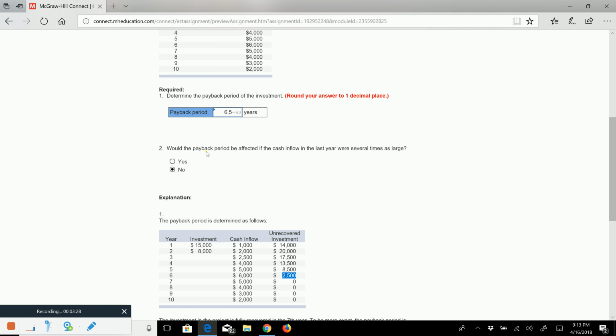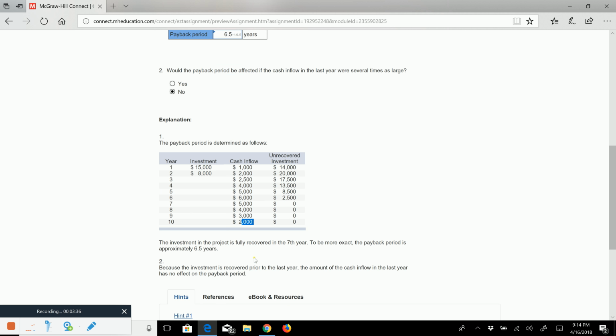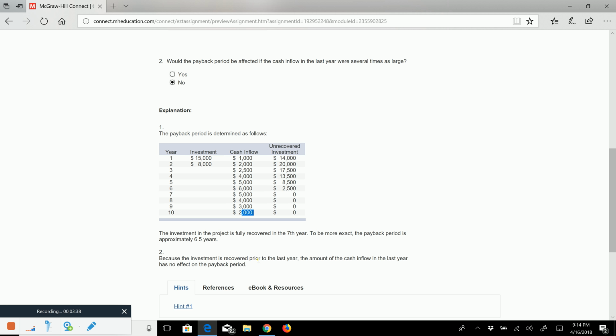And number 2, will the payback period be affected if the cash inflow in the last year were several times as large? So we're saying in year 10, instead of it being a $2,000 inflow, let's say it's a $200,000 cash inflow, for all I care. Does that affect the calculation? And the answer is absolutely not. So it's not affected by the last year. It's only affected, obviously, in the time period that we're trying to recoup our investment.